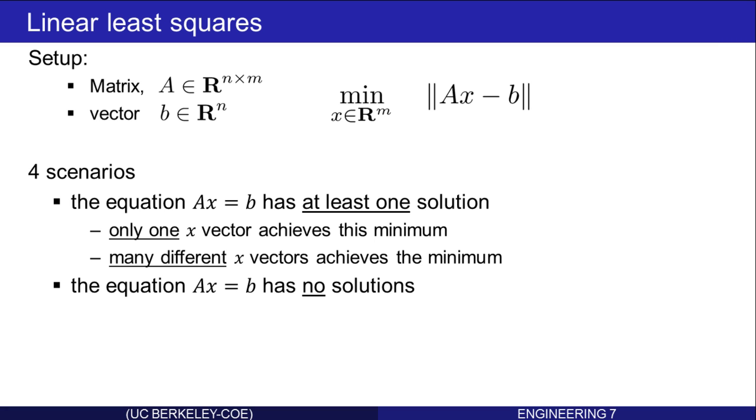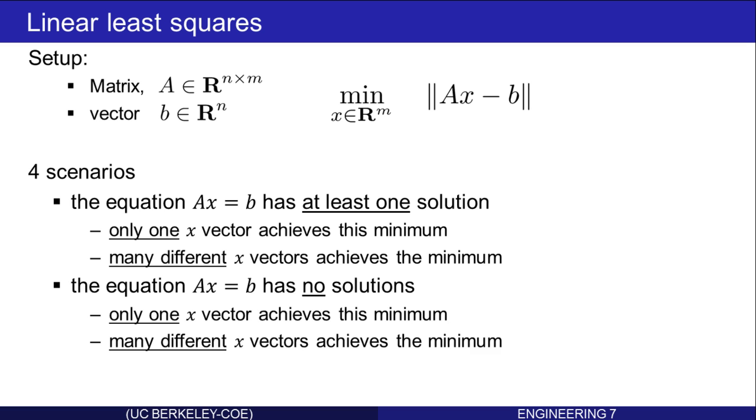The other alternative is that the equation Ax equals b has no solutions. In that case, this minimum mismatch is some positive number. It's possible only one x vector achieves that minimum, or possibly many different x vectors achieve that minimum.